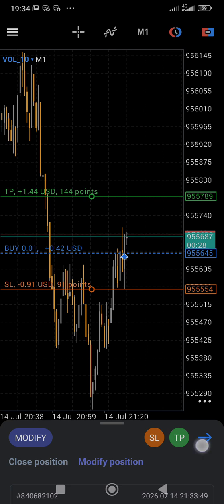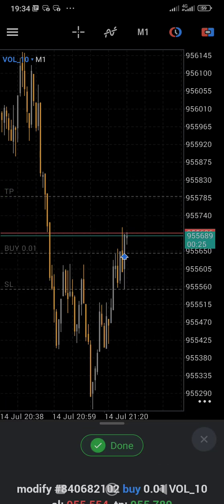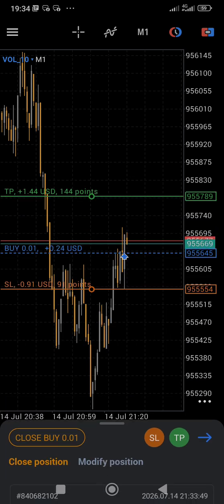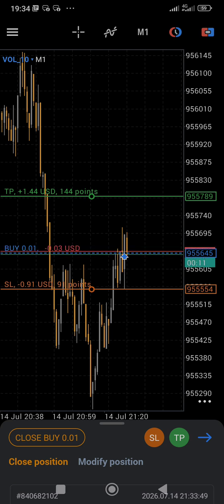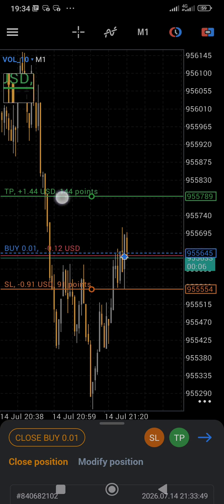So what it means is I will lose 0.91 dollar, which is 91 cents, if this trade goes against me. But if the price hits 1.44, which is this very level, that's the amount I'm going to earn in USD.